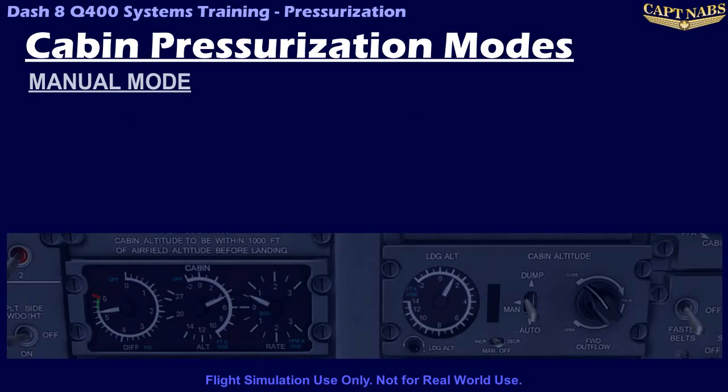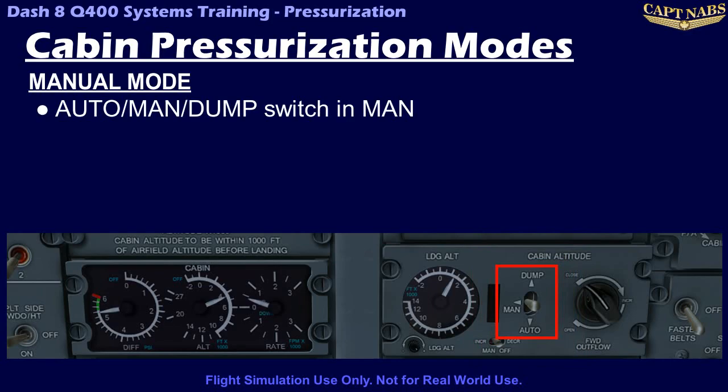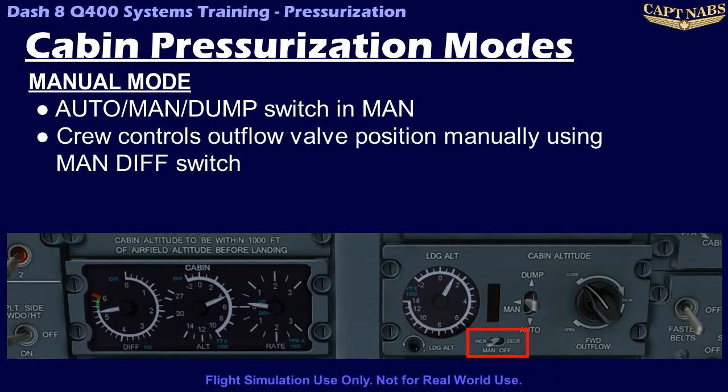Manual mode is activated by selecting man on the cabin pressurization panel. In this mode, the flight crew takes direct control of the outflow valve using the man diff switch on the cabin pressurization panel. Selecting increase moves the outflow valve towards closed, holding more air inside and increasing the differential between inside and outside, effectively lowering the cabin altitude.